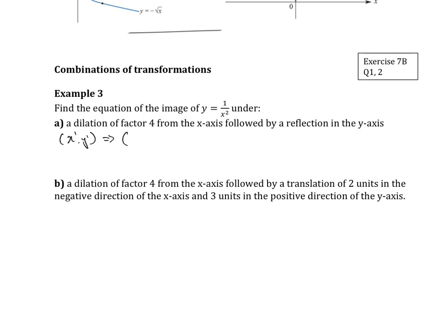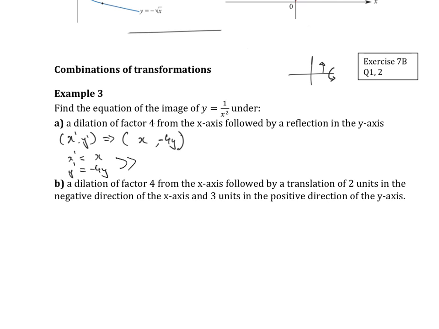A dilation of a factor of 4 from the x-axis. So if we move up from the x-axis, the y value gets affected. So it's going to be 4y. A reflection in the x-axis. So a reflection in the x-axis is a reflection about this way, which means, again, my y value gets affected. So we get a negative 4y, and that's it. So nothing happens to my x value.